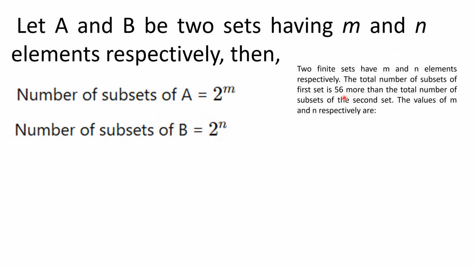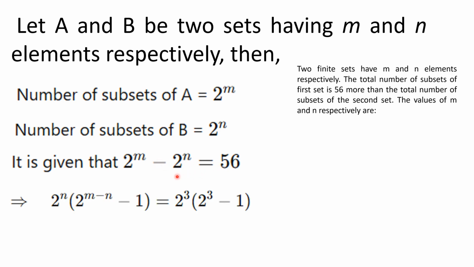In the problem it is given that the total number of subsets of the first set is 56 more than the total number of subsets of the second set. So let us represent this as 2 to the power of m minus 2 to the power of n is equal to 56. Let us take 2 to the power of n common here. So we get 2 to the power of n into 2 to the power of m minus n minus 1 is equal to 2 cube into 2 cube minus 1.